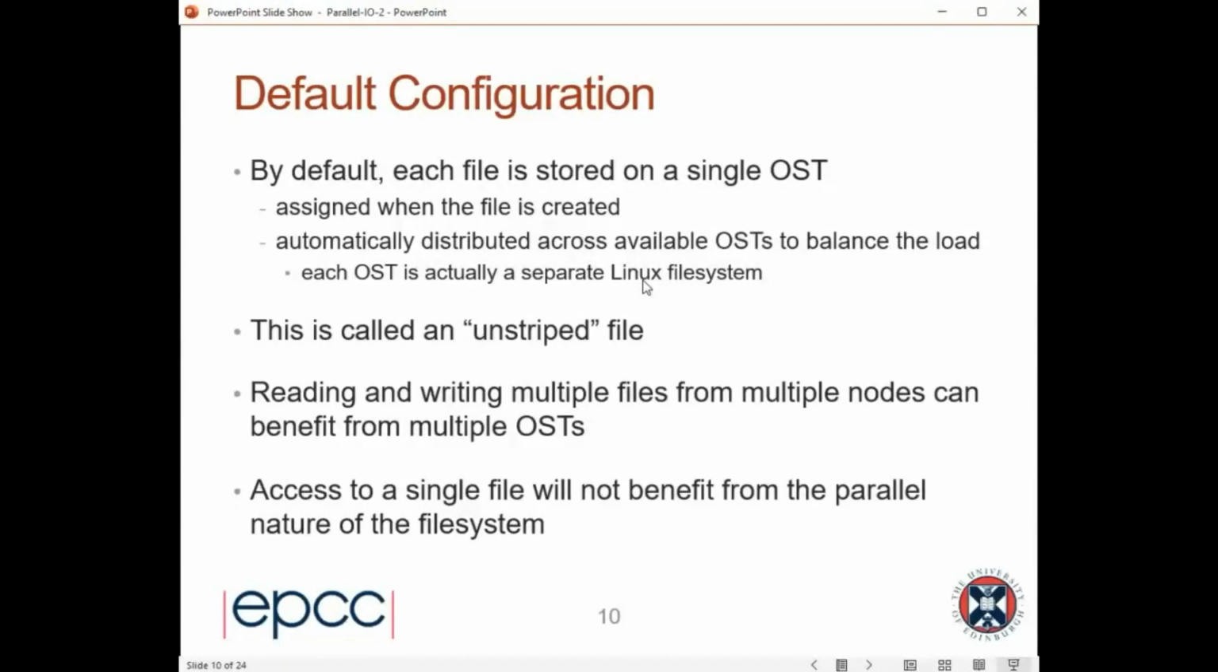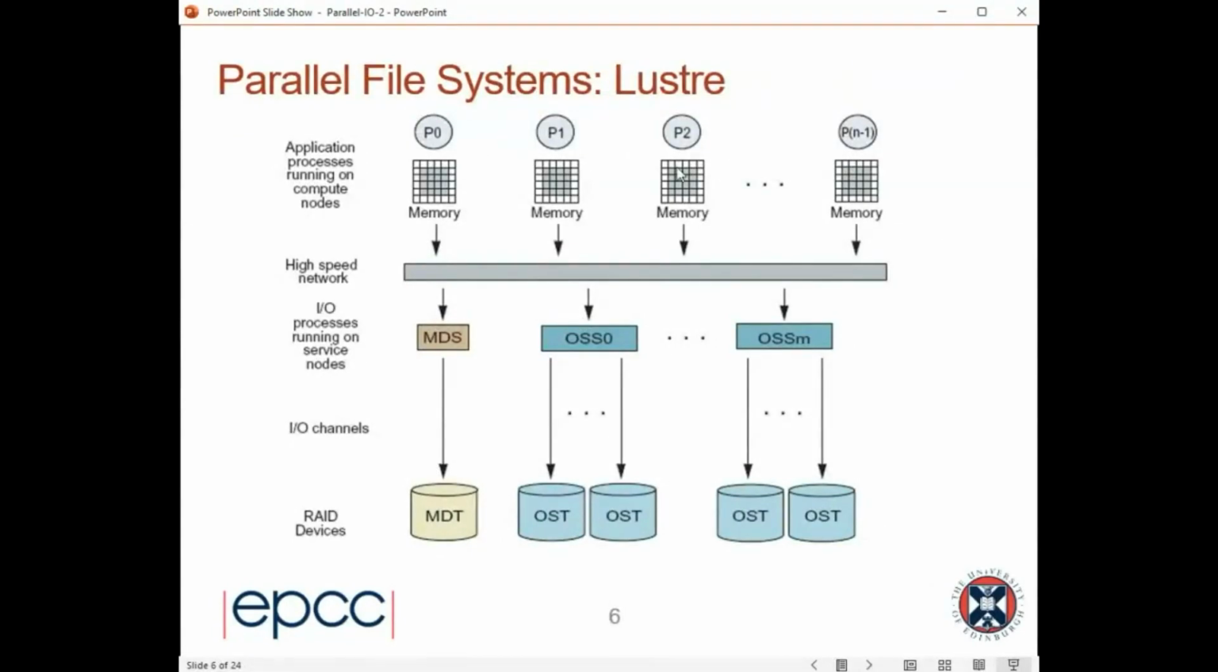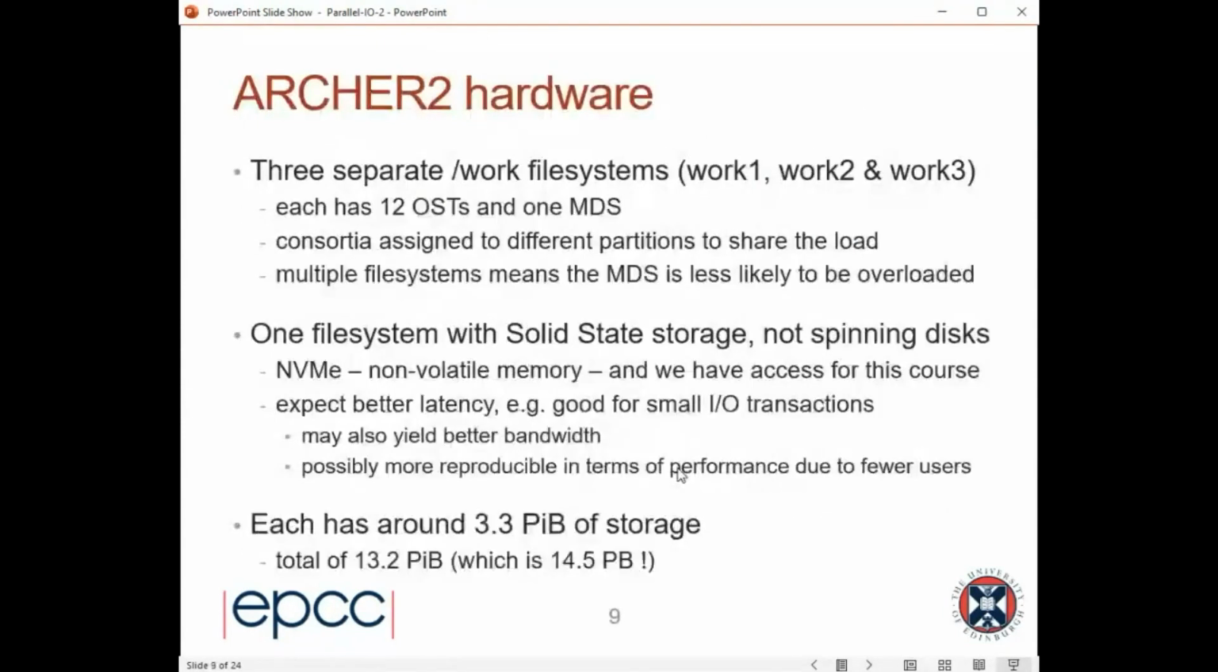So this is called an unstriped file. We'll see that striping is where you store a single file across multiple disks, multiple OSTs. By default, at least on ARCHER2, each file is stored on a single OST, but if you open 10 files, they will be stored across different OSTs. So reading and writing multiple files from multiple nodes can benefit from multiple OSTs. If we opened a different file from each of these processors, each of these nodes, they would be distributed across different OSTs. So we would get parallel I/O, reading and writing to multiple disks at the same time. That is why file per process, at least up to a certain scale, does work on Lustre, at least from a performance point of view.